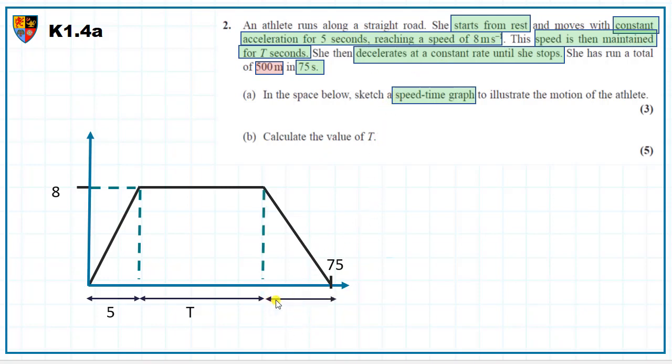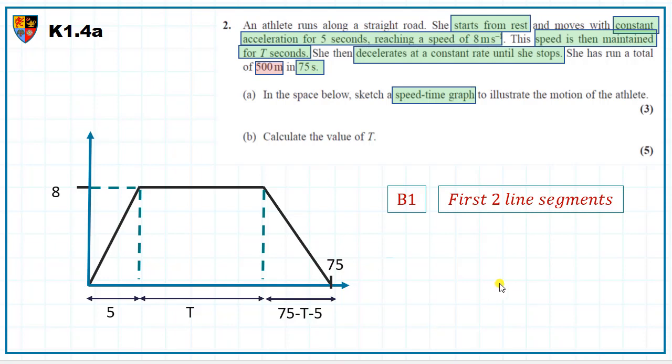What it does mean is that if I look at labeling this section here, then I would have 75 take away, because 75 is the whole thing, isn't it? So I need to take away the t, I need to take away the 5 to get what this actual time would be here. And that looks a bit cumbersome. 75 take away t, take away 5, but I put it in. It might be useful as we go on to calculate the value of t. It might not. Probably not. But I put it in.